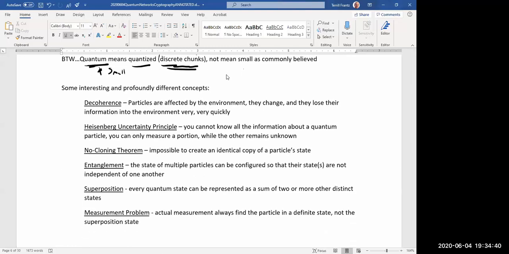All right, so here are some concepts from quantum physics that have a part in quantum key distribution and quantum internet. First of all, an important thing to keep in mind is the notion of decoherence. This is where the particles are affected by their environment, and therefore they can change very quickly. And if they change quickly, they actually lose their information.